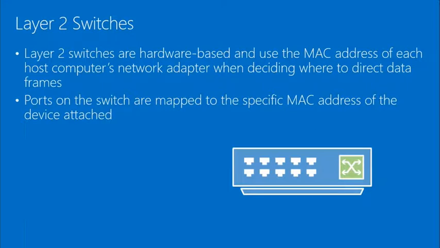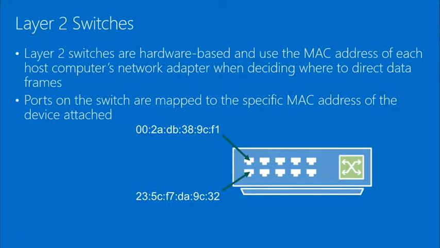I guess. Layer 2 switches are hardware-based and use the MAC addresses of each host computer network when deciding where to direct data frames. We've talked a little bit about switches already. So ports on the switch are mapped to different MAC addresses on the system. So if we look here, we'll see that these two ports are assigned to these two MAC addresses. So when a packet comes in for a specific device, it will only send to that specific device.